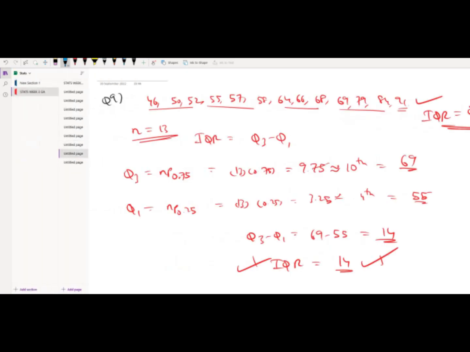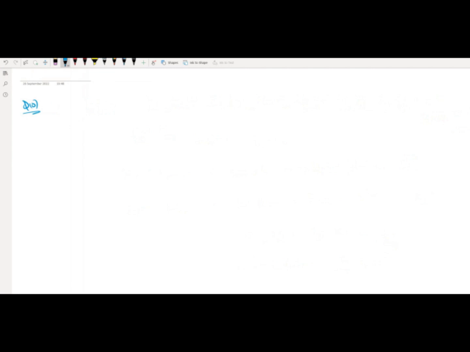Using the same data, instead of writing it again, we are asked to find the median rating when 4 is added to every value and on a 40 point scale. These are the values we have with us. We observe that n is 13, which is odd. Therefore, the median is the (n plus 1) by 2th term, the 7th term, which is 64. This is our median for the given data set.